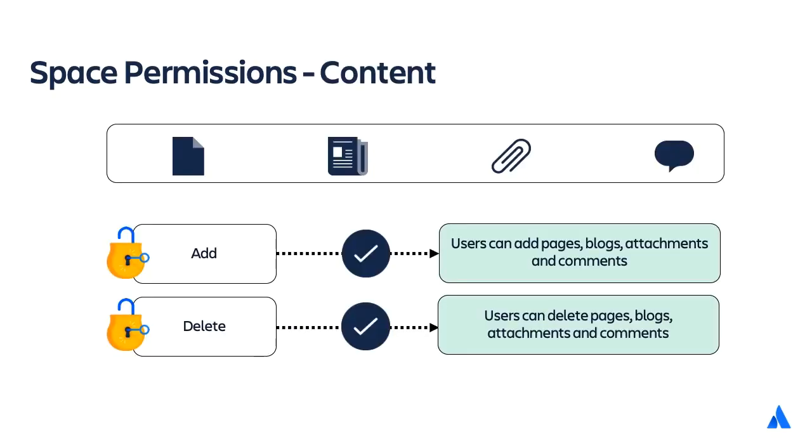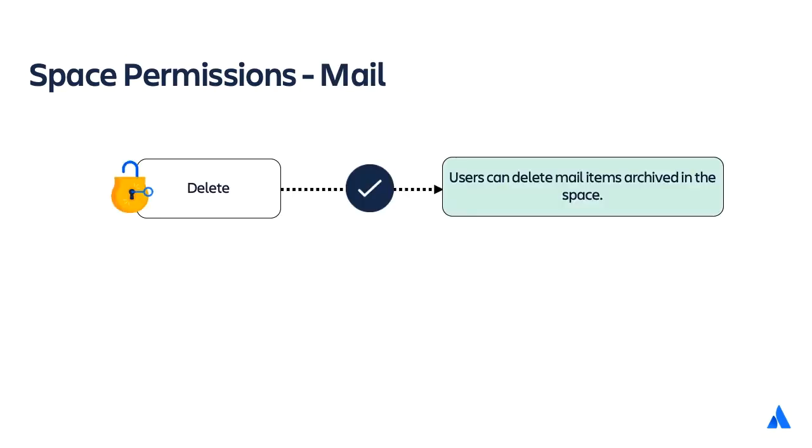The next set of space permissions is very straightforward. You can control users' ability to interact with content in Confluence by managing the add or delete permissions for pages, blogs, and comments. Let's look at a less obvious space permission next. Users can be granted the delete mail permission on a space-by-space basis. But what does this mean exactly?